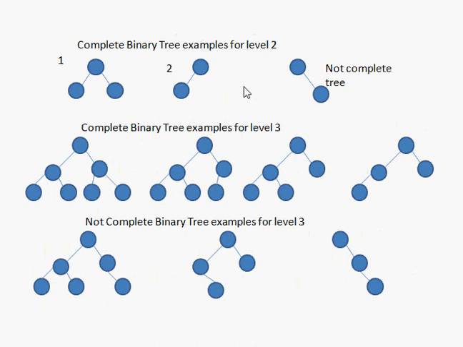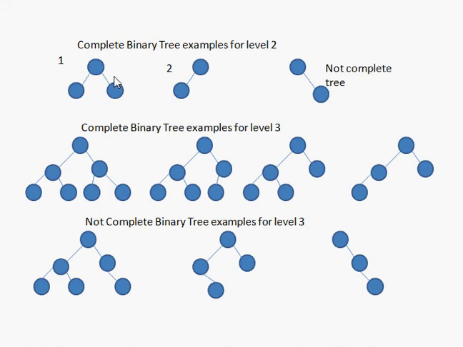We will first discuss the complete binary tree. What is a complete binary tree? For level 2, you have 2 levels. This is a complete binary tree. At level 1 you have 1 element, at level 2 you have 2 elements. So this is a full binary tree, and also a complete binary tree.